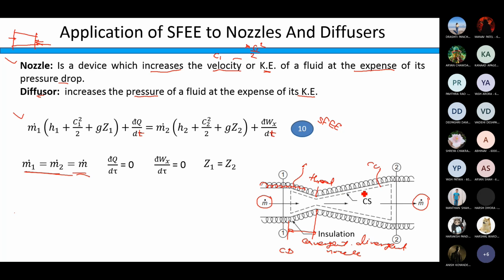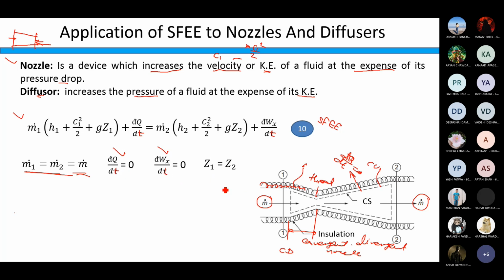Now there is no heat loss to the surroundings, so the dQ/dt term is 0, because insulation is applied all over the nozzle. Then the nozzle is not a work producing device, so there is no work extracted when the fluid flows from inlet to exit. We are not extracting any kind of work like expansion, or giving any kind of work like compression. So the work term dWx/dt is also 0.